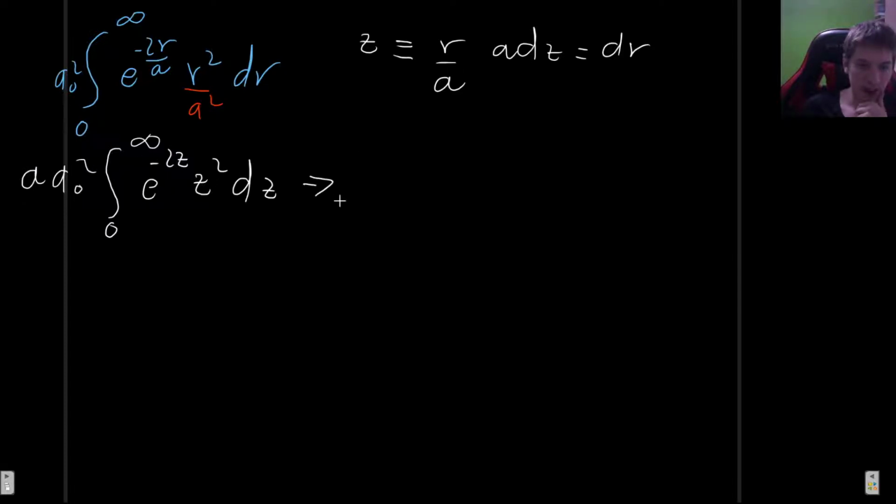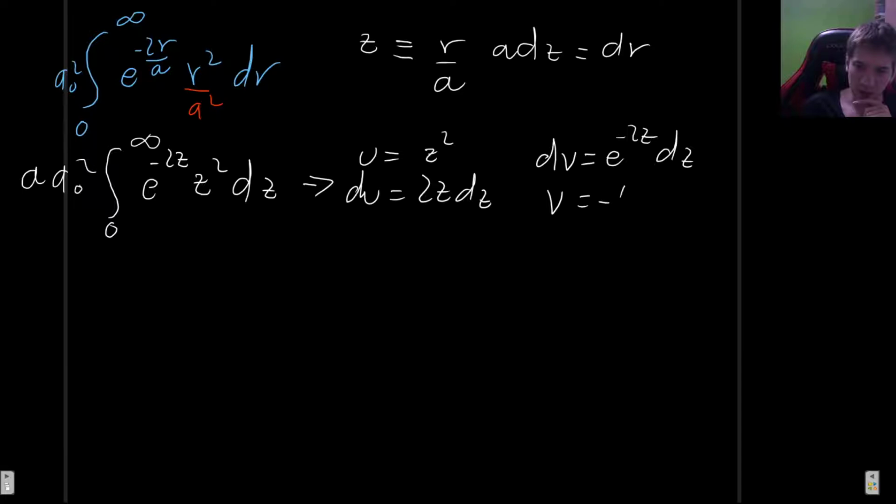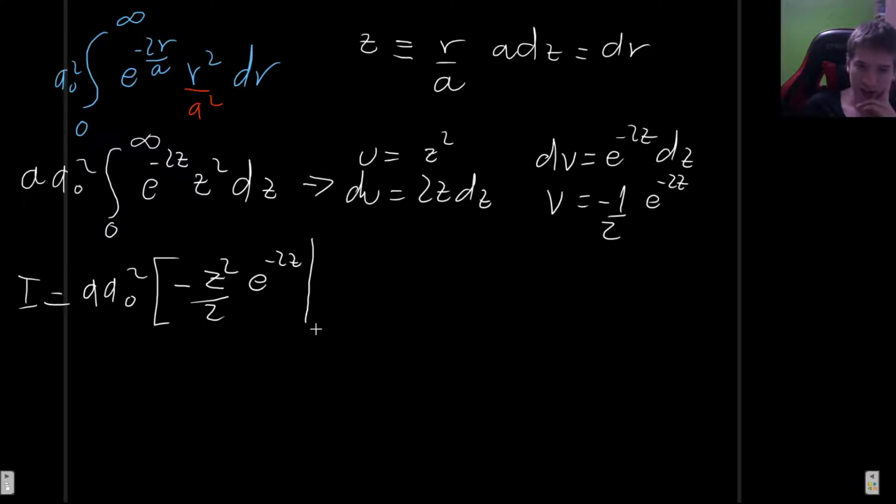Okay, so let's solve this by integrating by parts. So u is going to be z squared, du will be 2z dz, dv will be this exponential e to the minus 2z dz, and v will just be minus a half e to the minus 2z, just because when you derive this, you get this right here. Okay, so now let's apply. This integral will be a times a0 squared factor of minus z squared divided by 2 e to the minus 2z evaluated between 0 and infinity.